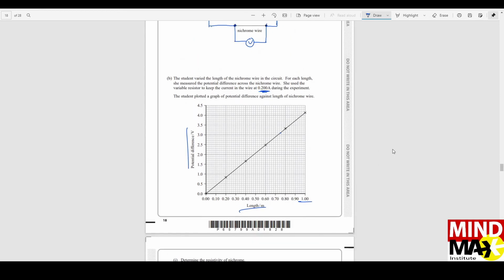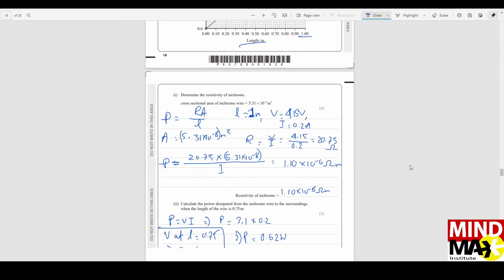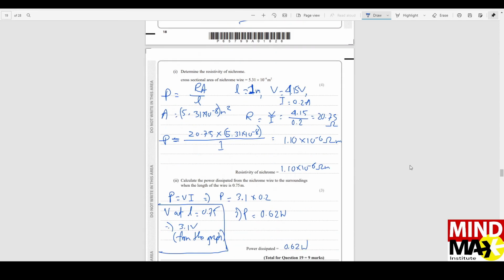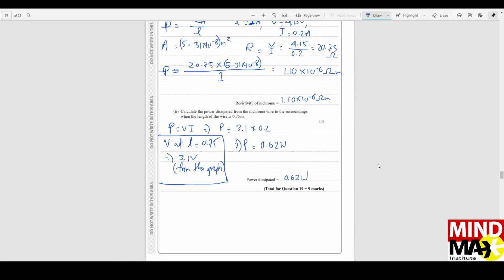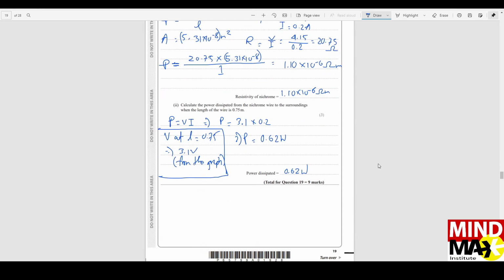I found the voltage at... how much? Length 1 meter. So that is what the length is. So that makes life easier. This is the resistivity, and it should be in ohm meters. That's the unit of resistivity. Now calculate the power dissipated.